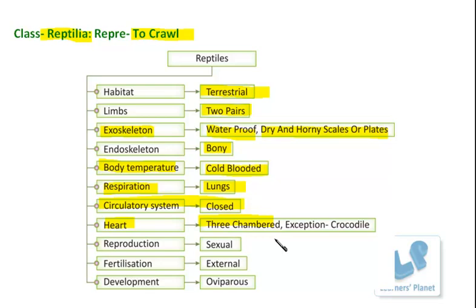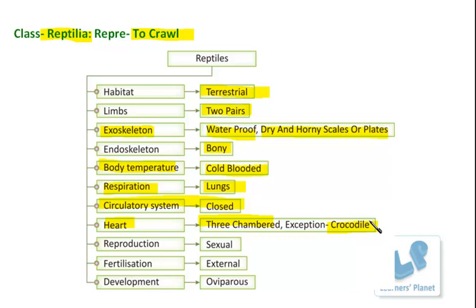Besides this, there is an exception, that is the crocodile. And this crocodile exceptionally has a four-chambered heart. That means in this case the ventricle is completely divided into two chambers. So this is how the heart is developed in these organisms.